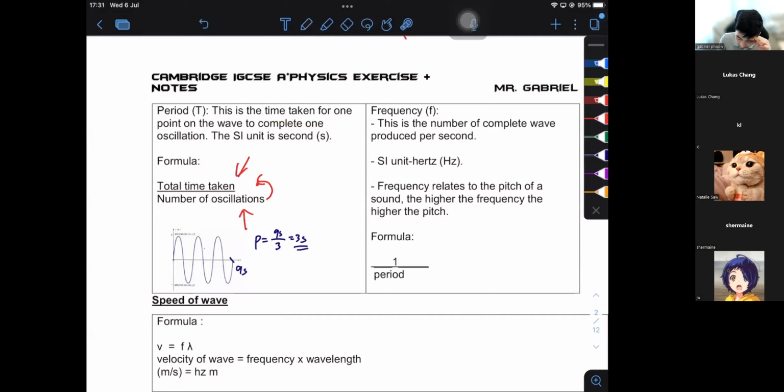And from here, frequency is the number of completed waves produced per second. The SI unit is hertz. The frequency is related to the pitch of the sound, guys. This is also very, very important information. The pitch of the sound is purely dependent on the frequency.